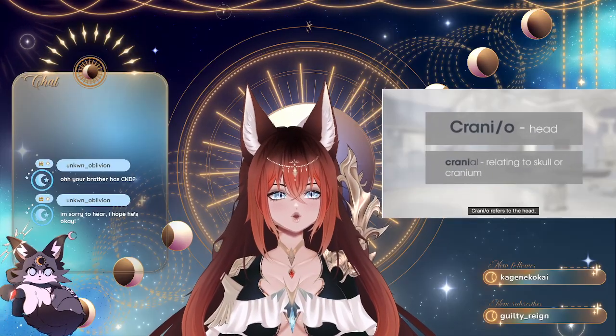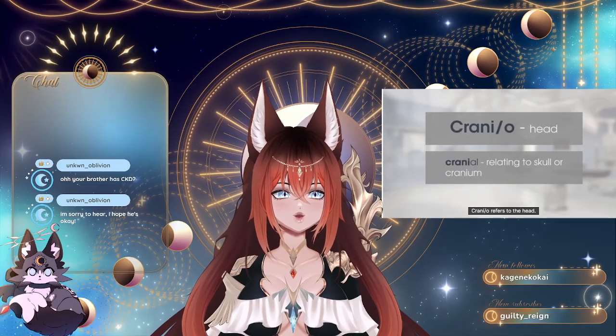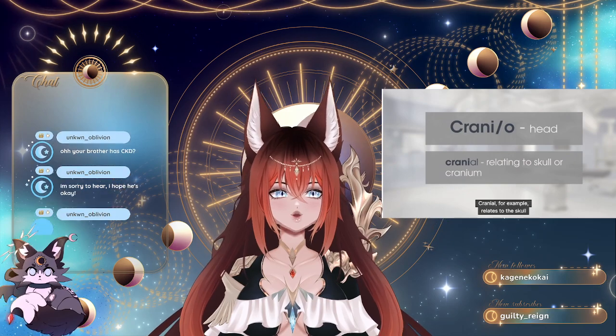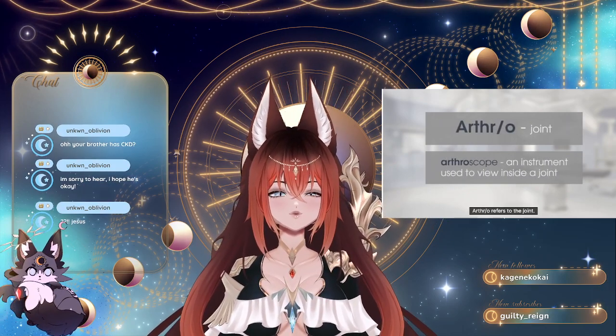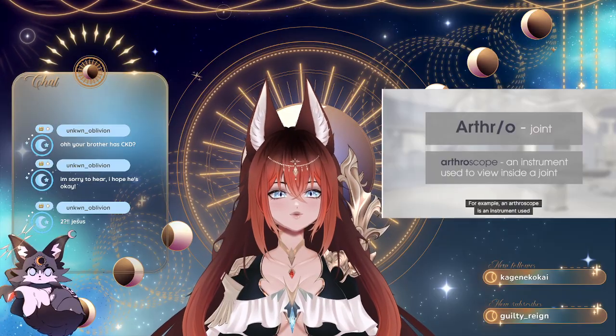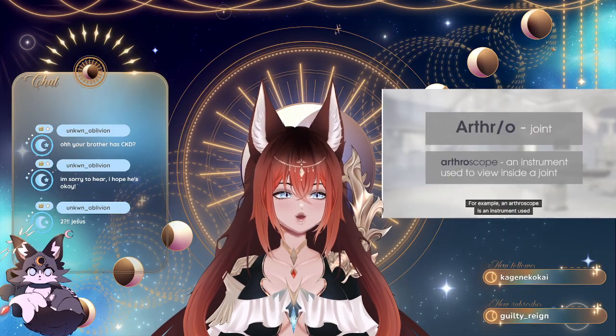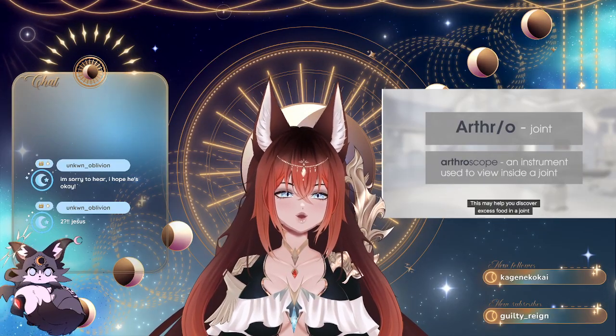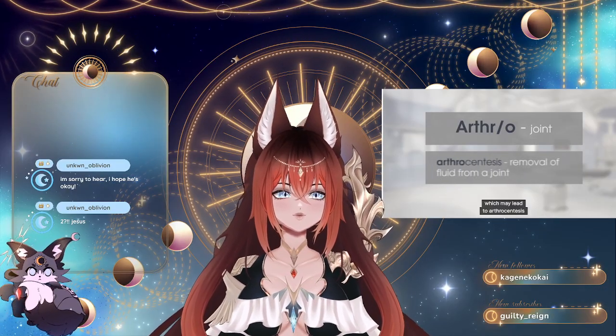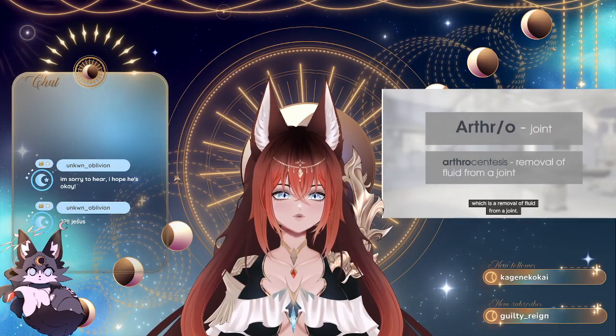He has transplant Cranial He refers just had to the his head. Cranial, for example, 12-year kidney relates to the anniversary skull in or December. cranium of an animal. Yeah, he was a baby. He was young. Arthro refers to the joint. For example, an arthroscope is an He was, instrument used to view the inside of a joint. At the time, one of the This may youngest help you kids to get a discover kidney excess transplant fluid in and a survive. joint, which may lead to arthrocentesis, which is a removal of fluid from a joint.